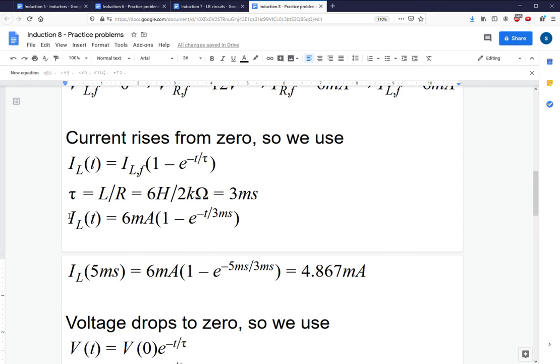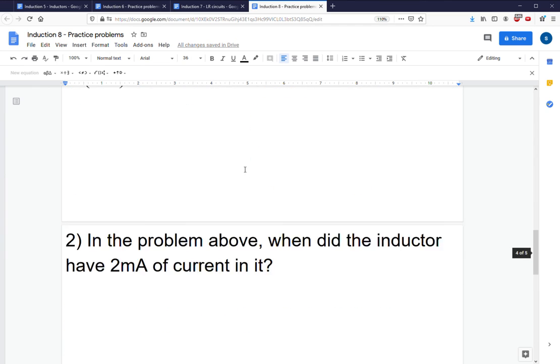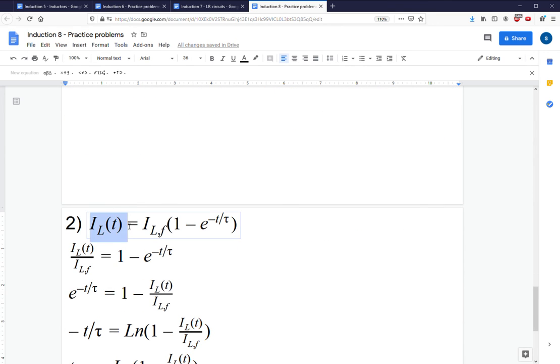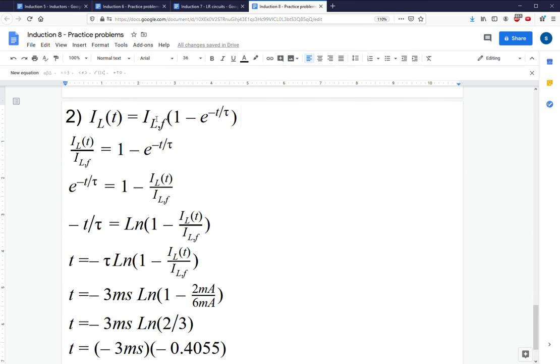Well, we have our formula for current. The general formula is this. I of t, the current as a function of time, is equal to the final current times 1 minus e to the negative t over tau. So let's do a little bit of algebra. First, let's divide out the final current. So I of t over I final equals 1 minus e to the negative t over tau. Then we add this term to both sides and subtract this term from both sides. This gives us e to the negative t over tau equals 1 minus this ratio of the currents.